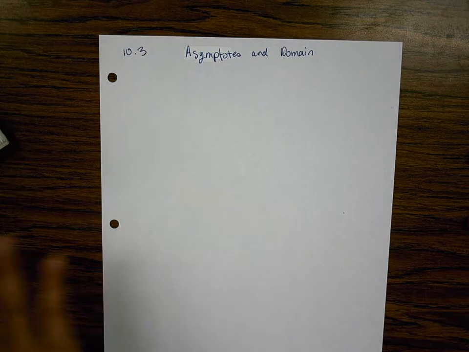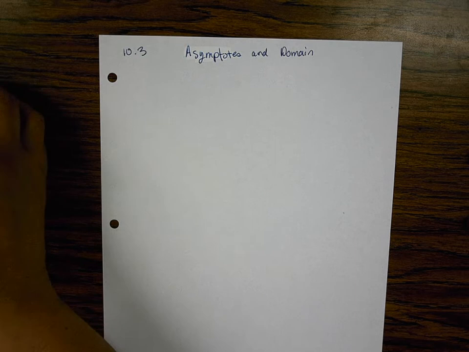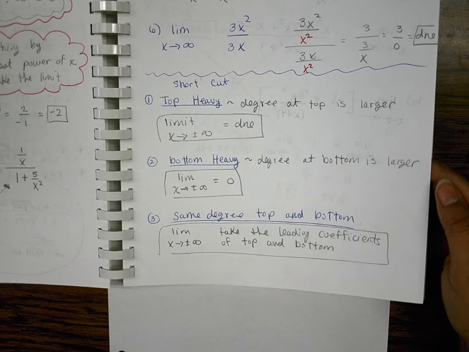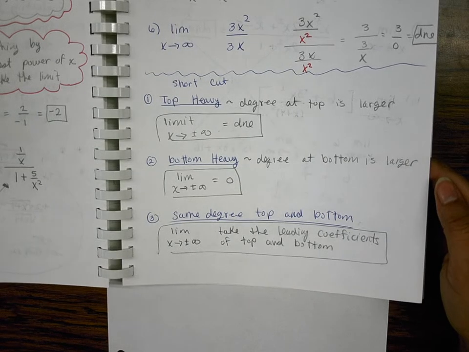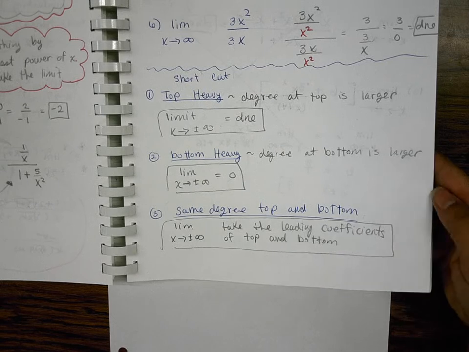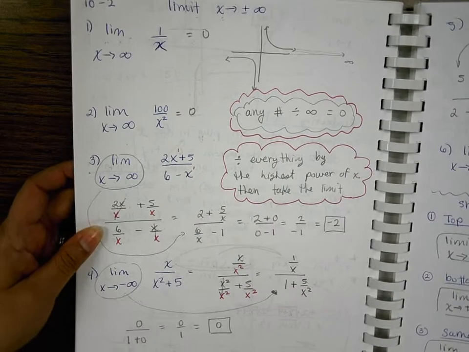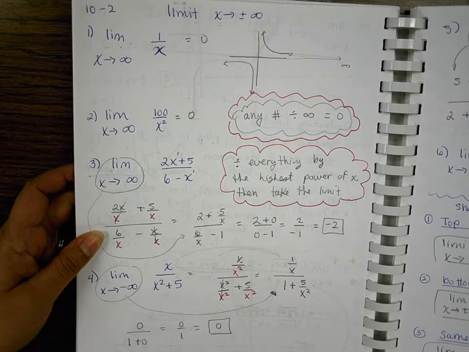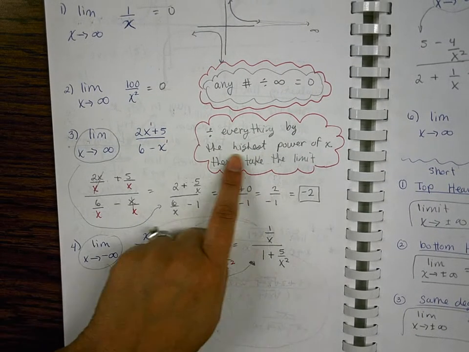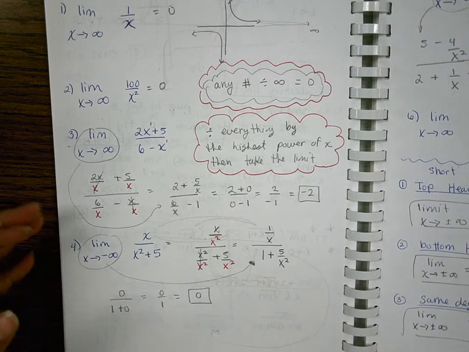Okay, before we get started on this, I want to quickly review something we talked about in class. If for whatever reason you didn't get this in class, you need to hit pause and copy it down now because we're going to use it today. Previous lesson, limit as x approaches infinity from the positive or negative side. We divide everything by the highest power of x, then take the limit.